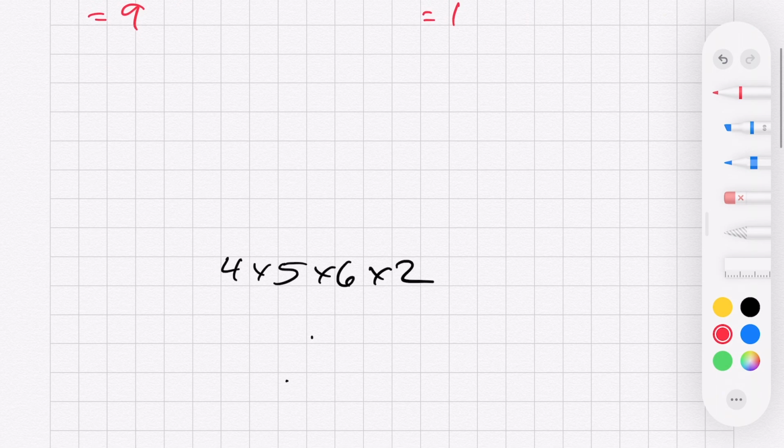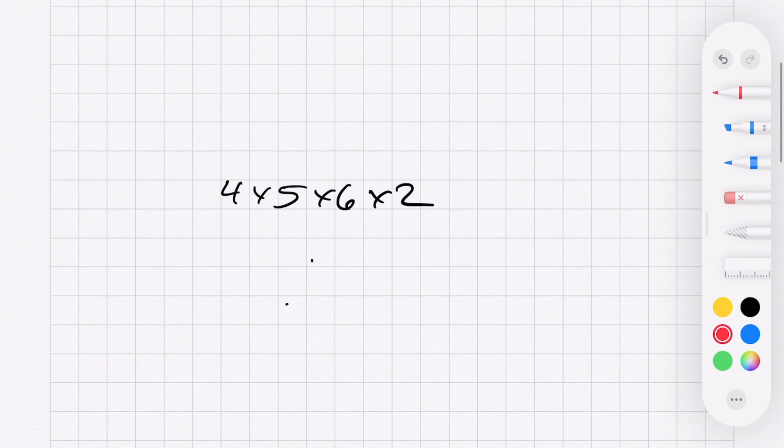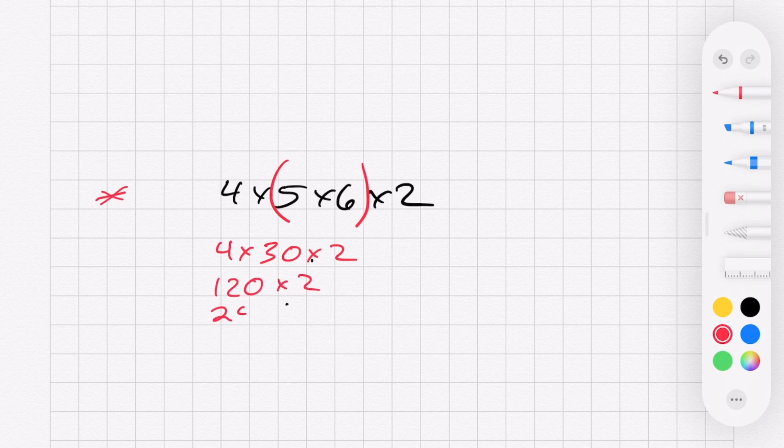So what I'm going to do here is I want you to see how many different answers you can get with this question here by just moving brackets around. So pause the video. All right, so I'm going to put the brackets here. So I have 4 times 30 times 2, so that would be 120 times 2, which would be 240. All right, so that's one way.